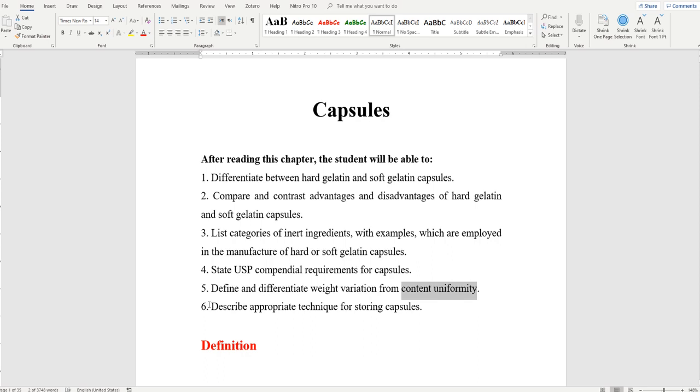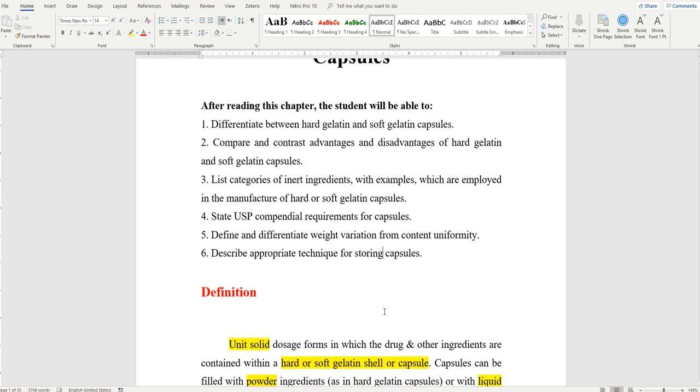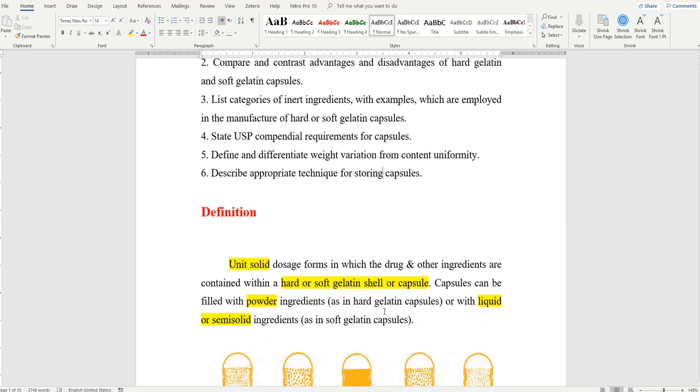Another important thing with regard to capsules is the storage condition. At what environment do you store it? You will find out later that storage condition is very, very important in case of capsules because they are very sensitive to the environmental condition. But after talking about the learning outcomes, let's start as usual with the definition.